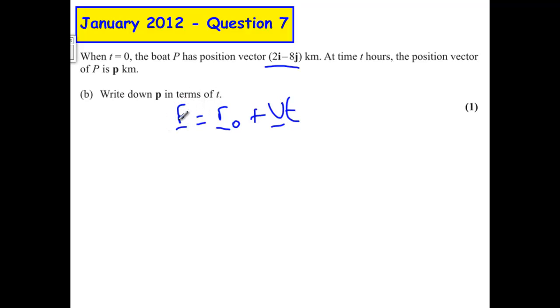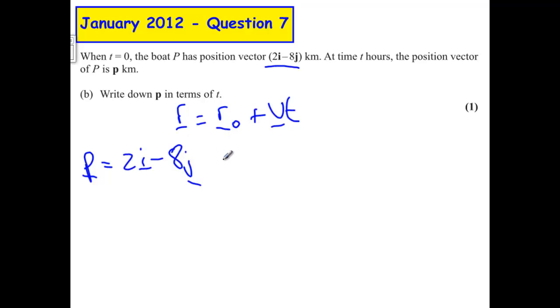So what I can do is I can substitute straight into this formula for the question at hand. So instead of r, which is the general position vector at time t, we're going to write p, because that's what we're told in the question. r0, which is the initial position vector, that's the position vector when time t equals 0. Well, for my boat p, that's just 2i minus 8j. So I'm going to substitute 2i minus 8j for r0.